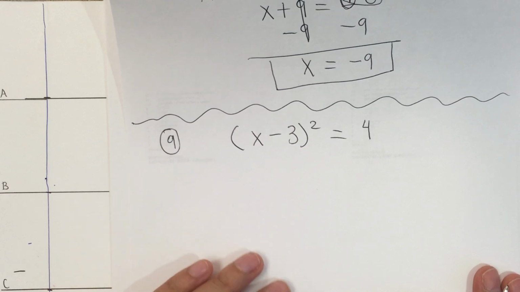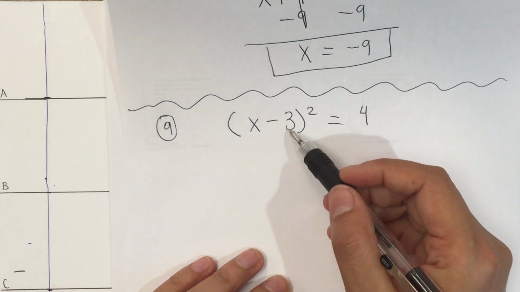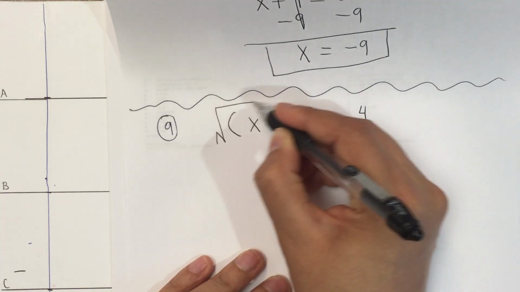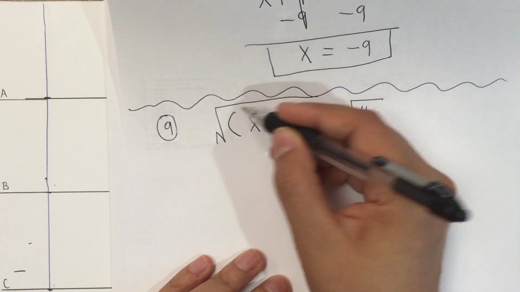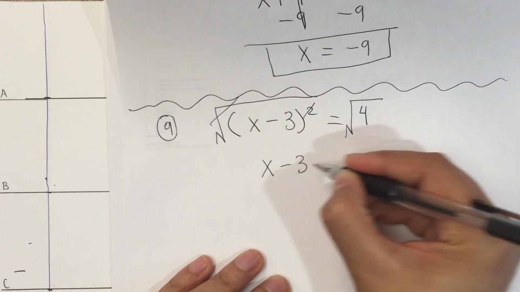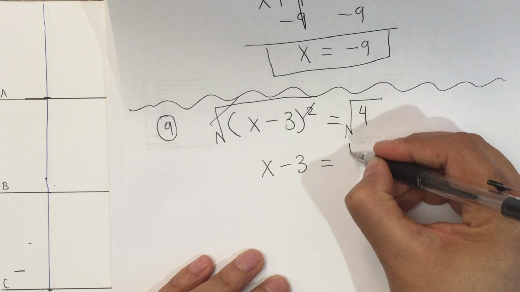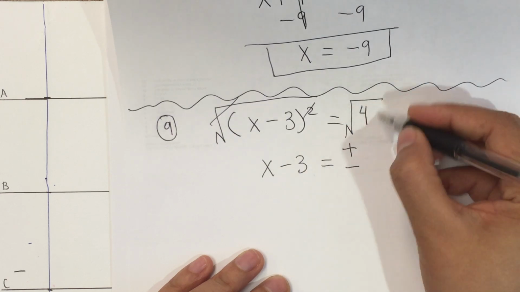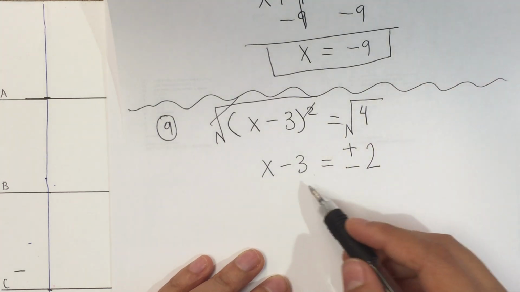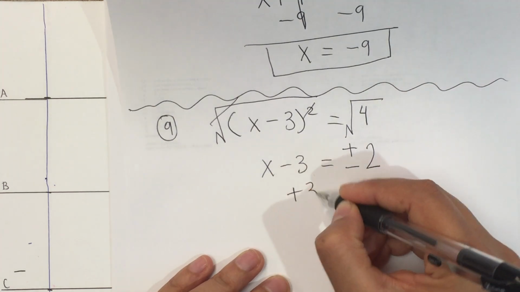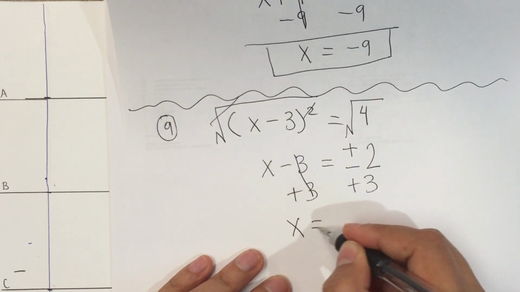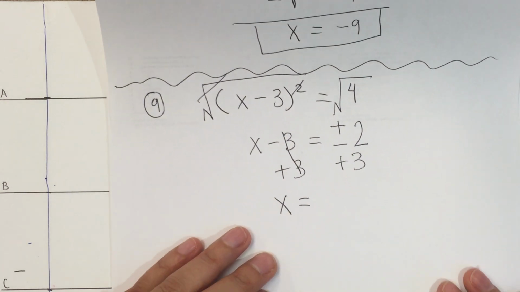Okay, so if you have (x minus 3) raised to the second power, we take the square root of both sides. We end up with x minus 3 equals, remember, always the positive and the negative square root of 4, which is 2. And then we're going to add 3 to both sides. And this is where it gets a little bit tricky.